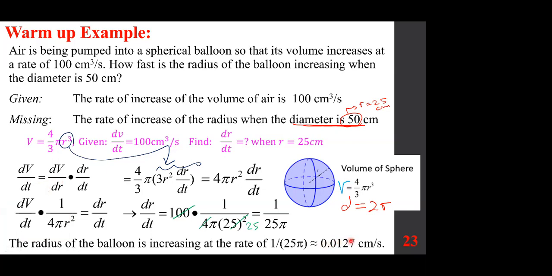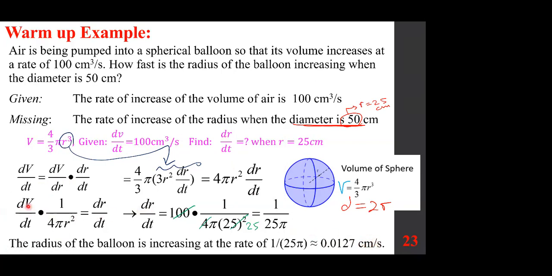The only thing left for me to discuss here is the units. I want to make sure everybody understands how the units work. The units of volume over the units of time. See, 100 cubic centimeters per second. For dr/dt, the units of the radius per unit of time. So units of centimeters per second.